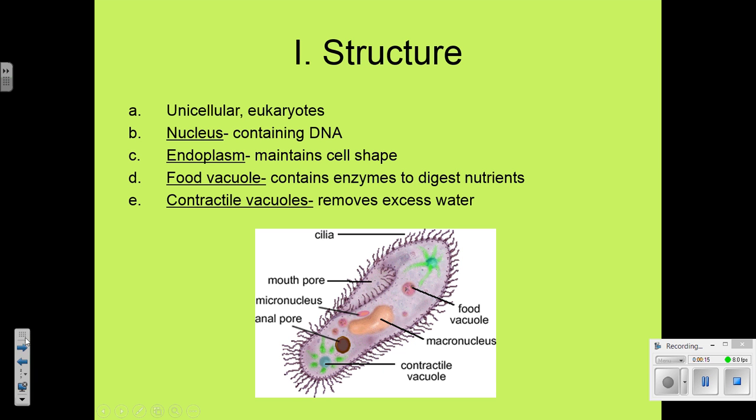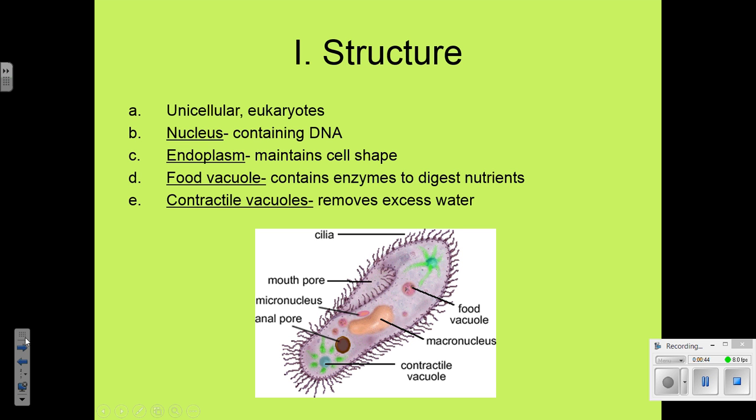So the basic structure of protists is that they're unicellular, so just one cell, but they are eukaryotes, meaning they have a nucleus, and that nucleus contains their genetic material. And they have something called endoplasm, which is basically just cytoplasm. It helps to maintain their shape. And they also have a food vacuole. It's like their little stomach. So it contains all kinds of enzymes that are going to help them digest nutrients and all the stuff that they eat and bring into the cell.